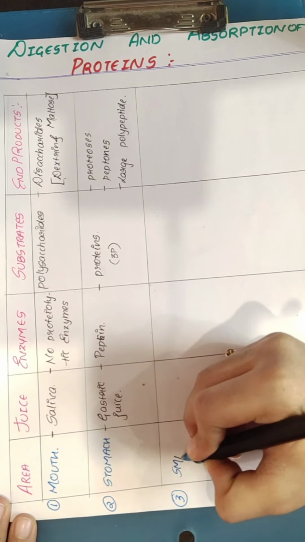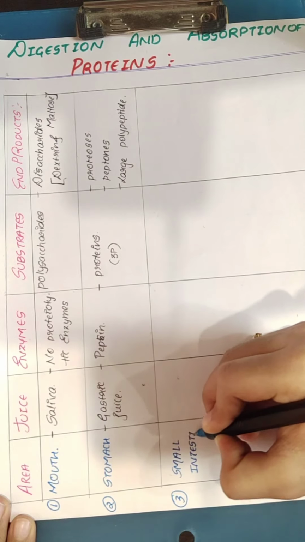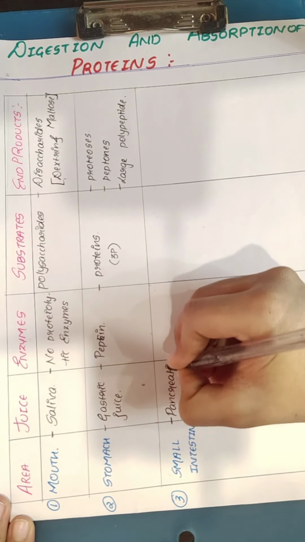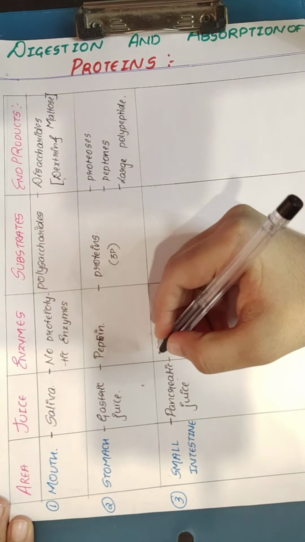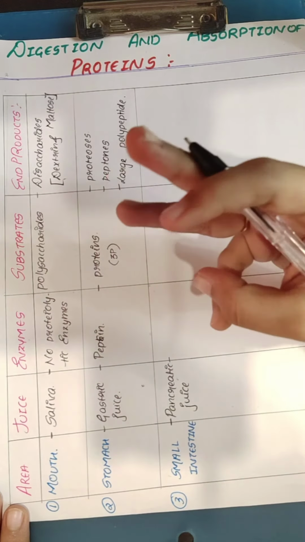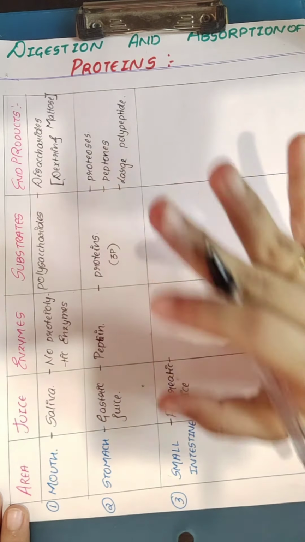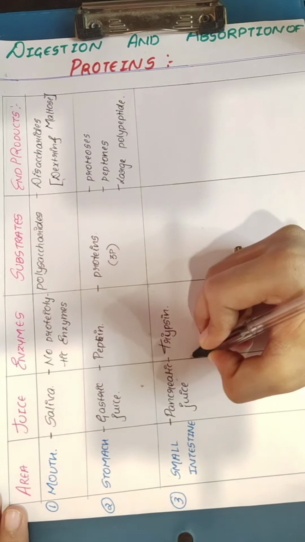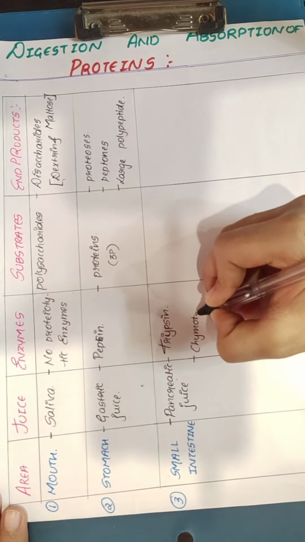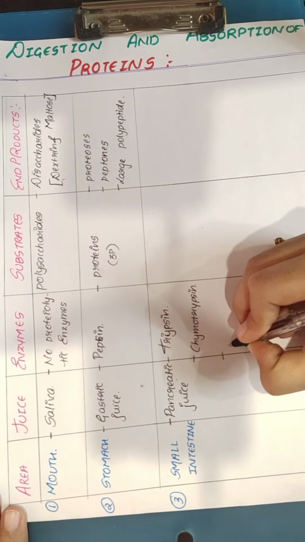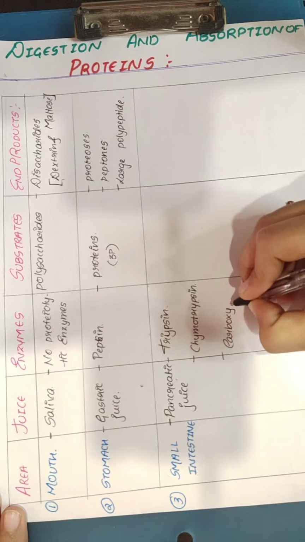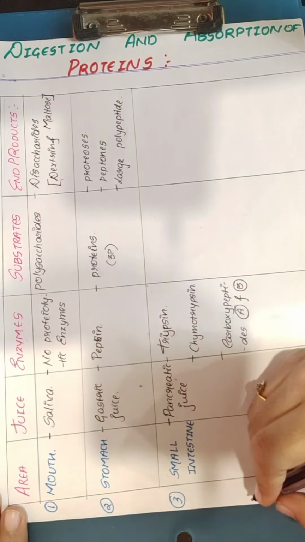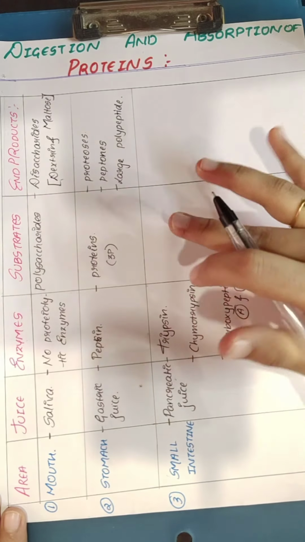So third one is the small intestine. The small intestine mainly has the pancreatic juice, which has three enzymes, that is trypsin, chymotrypsin as well as carboxypeptidase A and B. First one is trypsin. Second one is chymotrypsin. And third one is carboxypeptidase A and B.